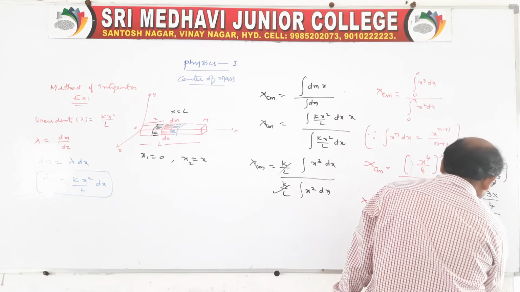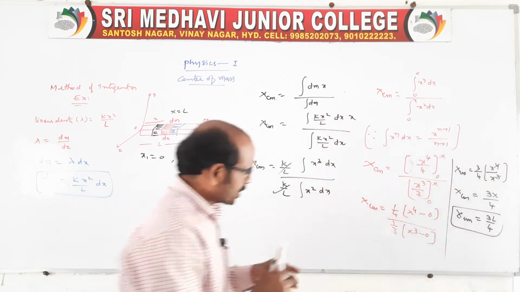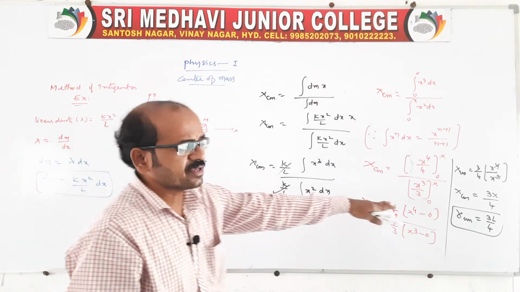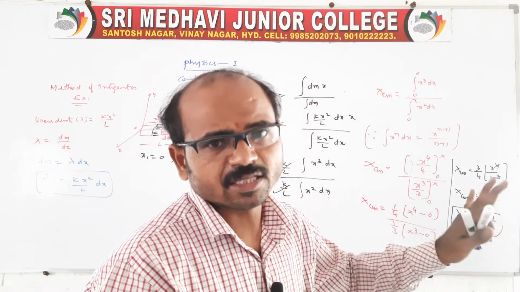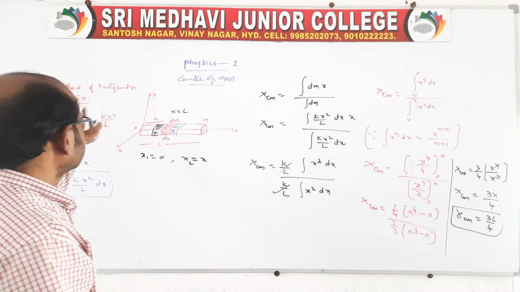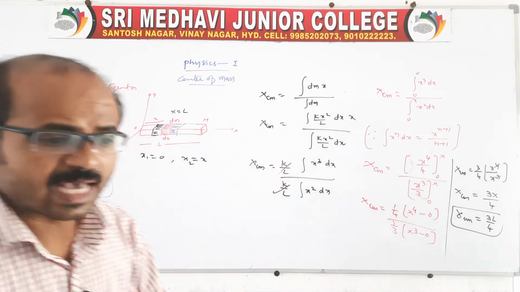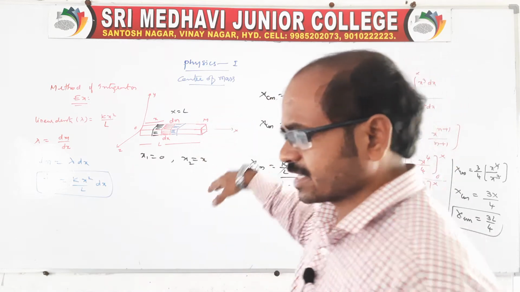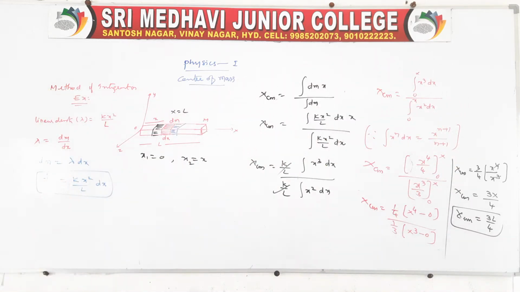The position of the center of mass from the origin, by using the method of integration, we get 3L by 4. Like this, we have the method to locate the center of mass. These are the examples. So this is about the center of mass, and the related example problems are finished. Clear?